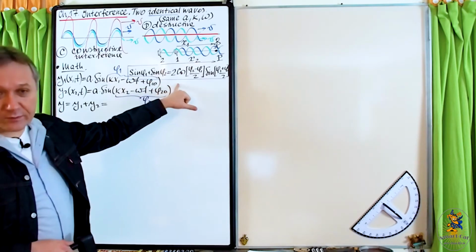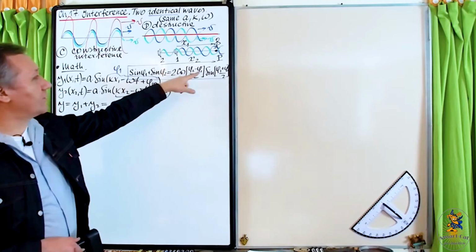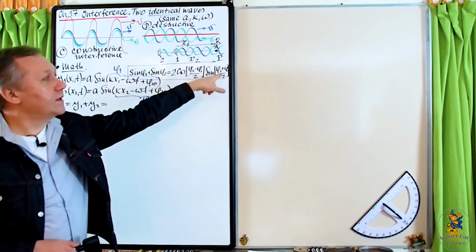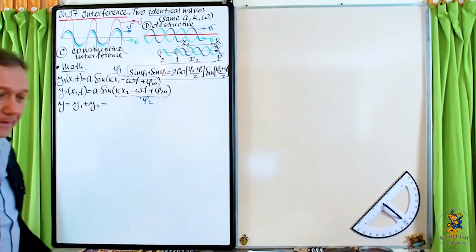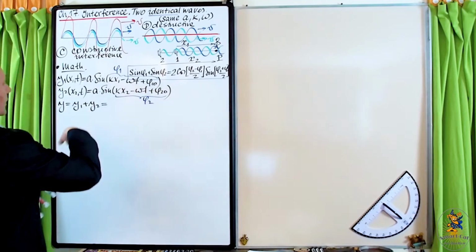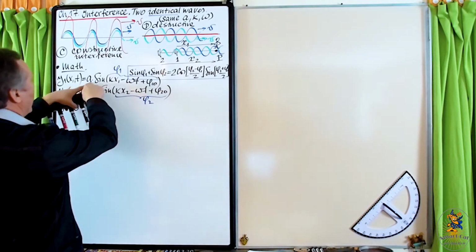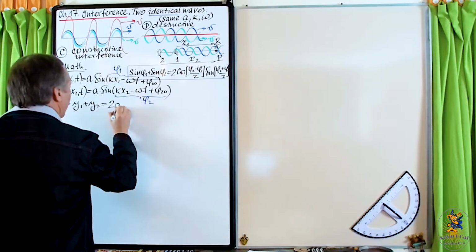Again, trig identity from high school, you should remember: sine phi 2 plus sine phi 1 equals 2 cosine of (phi 2 minus phi 1) divided by 2 times sine of (phi 2 plus phi 1) divided by 2. So now let's use it over here. We're going to add these two sine functions. A and 2 can be factored out immediately, so we will have 2a.